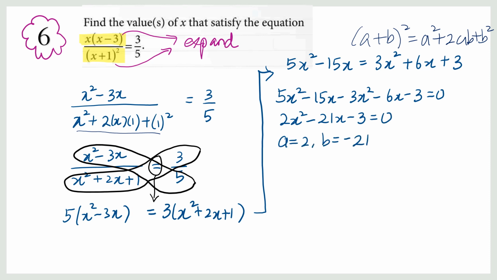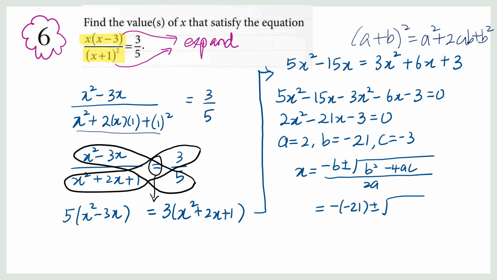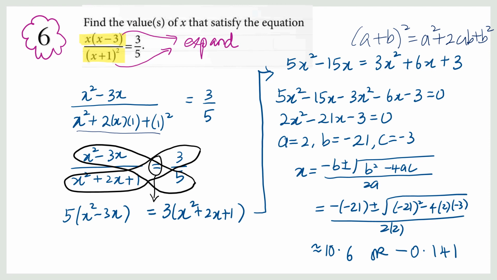Again, compare it with the general form of a quadratic equation, which is ax² + bx + c = 0. Write down the values for a, b, and c, write down the quadratic formula, do the correct substitution, use the calculator to help you, and you should get the answers 10.6 or -0.141. In this question again, you are not told the degree of accuracy, so usually we would express our answer to 3 significant figures.